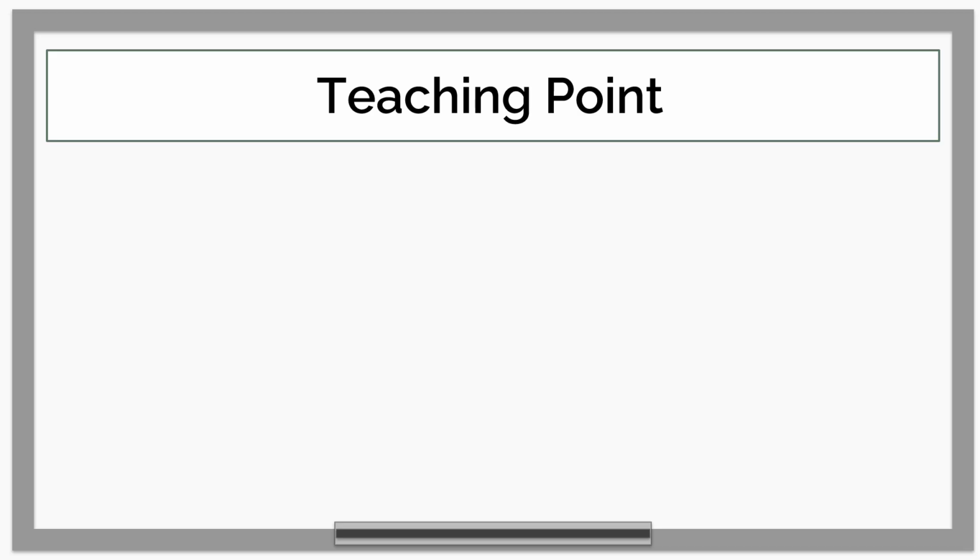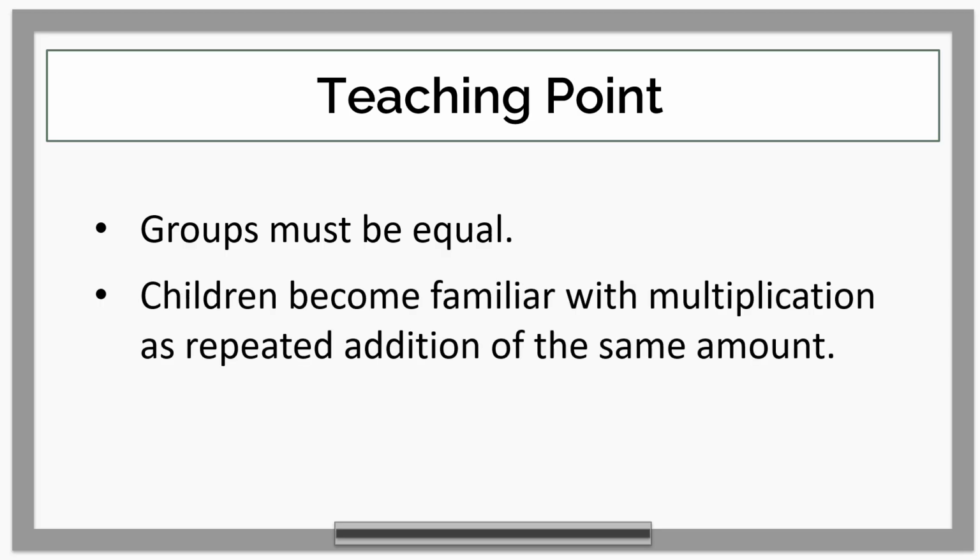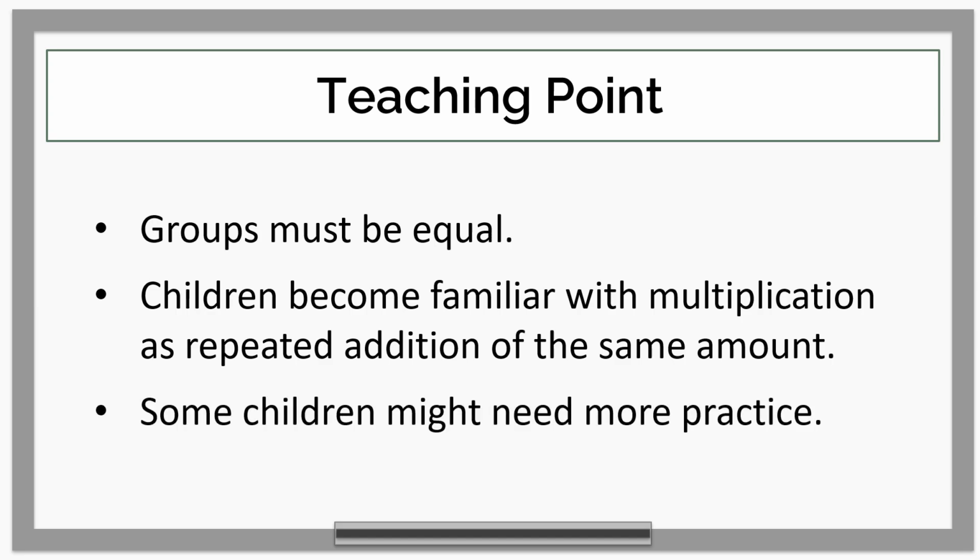The teaching point for teaching multiplication through equal groups is firstly, groups must be equal. This is very important for children to understand and for them to be able to recognize what it is that sets multiplication apart from addition or from other operations. So children need to become familiar with multiplication as repeated addition of the same amount. And again, remember, some children might need more practice than others.